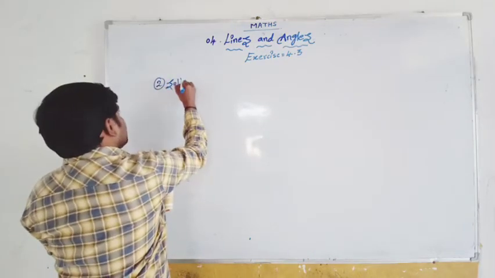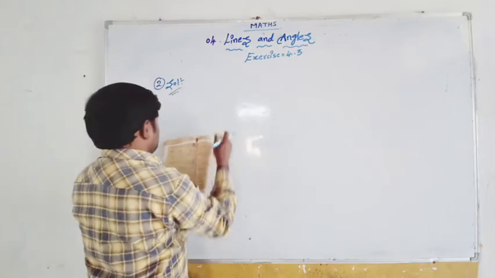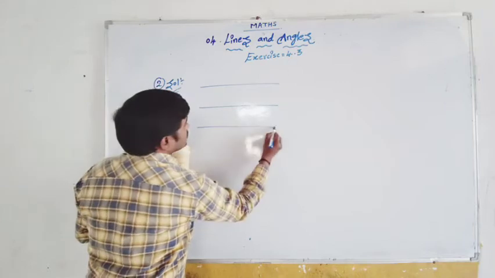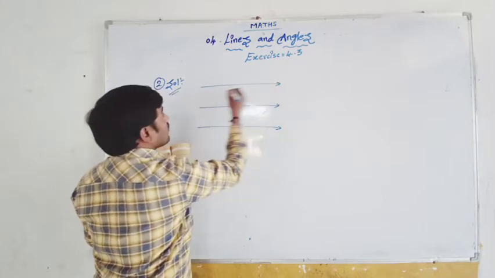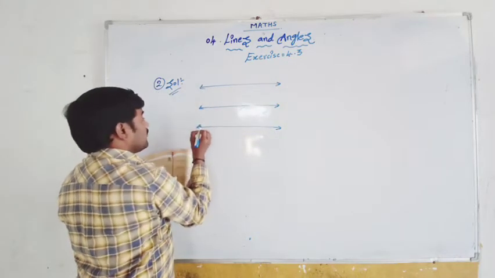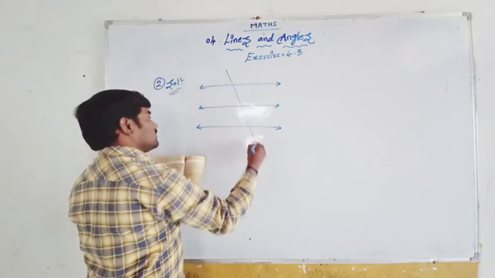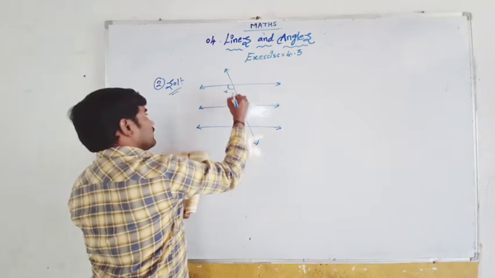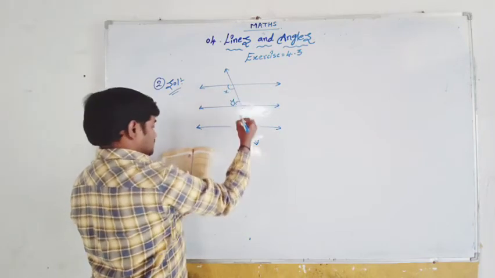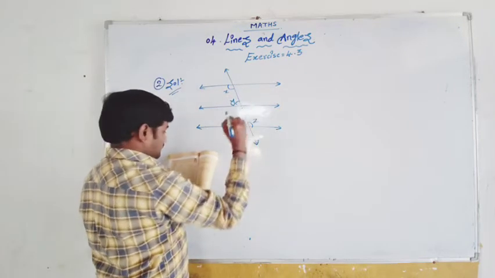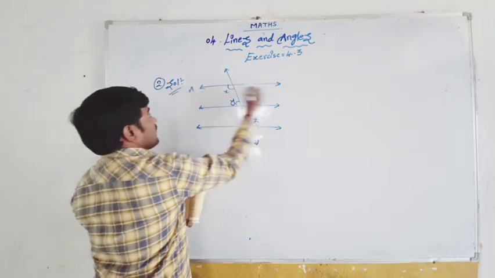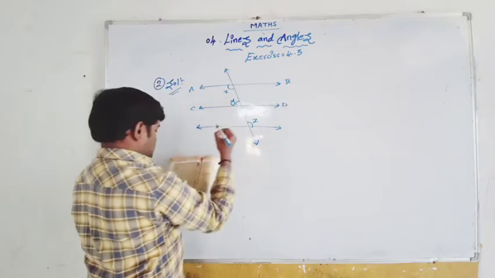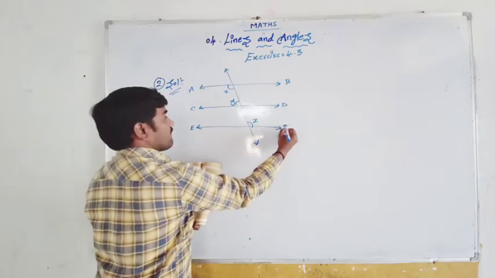For every question, a diagram is necessary here. We must draw the diagram. Always the diagrams have to be drawn using proper geometrical instruments, scale and pencil. You have to write your notes using scales and pencils. A, B, C, D, E, F.